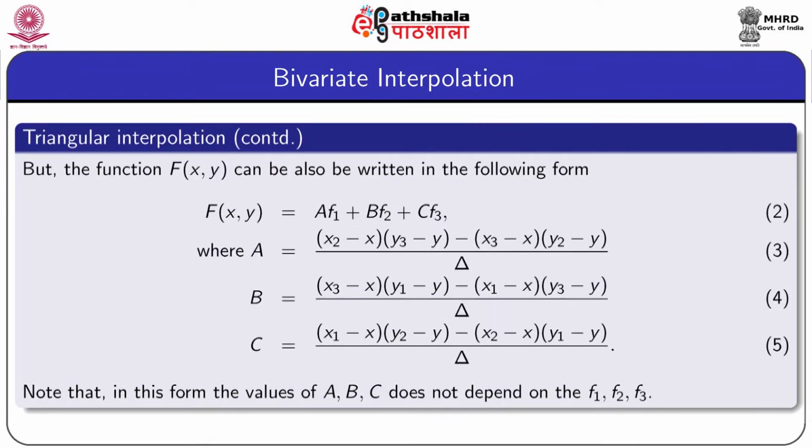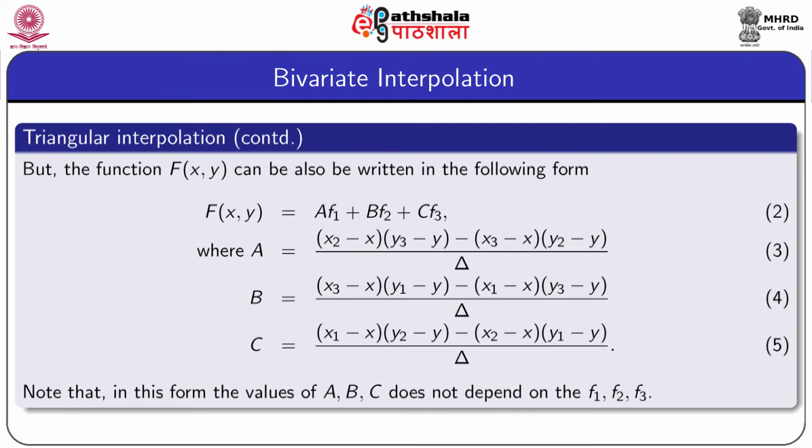The approximate function capital F of x y can be written in the following form: capital F of x y equal to capital A into f1 plus capital B into f2 plus capital C into f3. This is the rearranged form of the function capital F of x y, where capital A is equal to x2 minus x into y3 minus y minus x3 minus x into y2 minus y, whole divided by delta. Similarly, B and C are defined in equations 4 and 5.